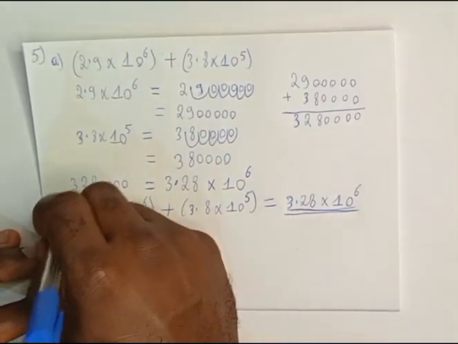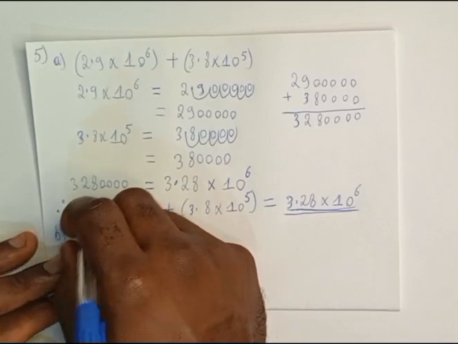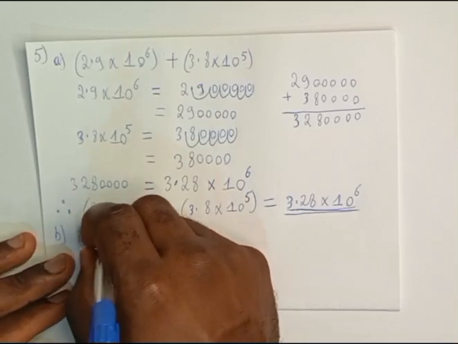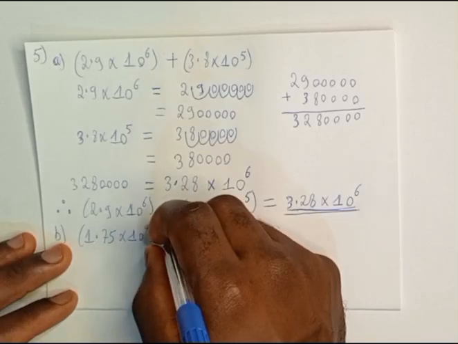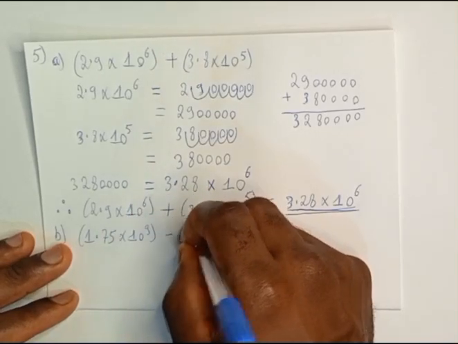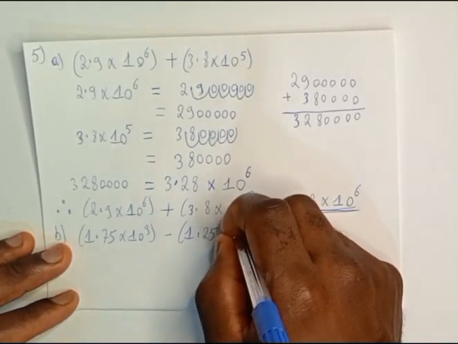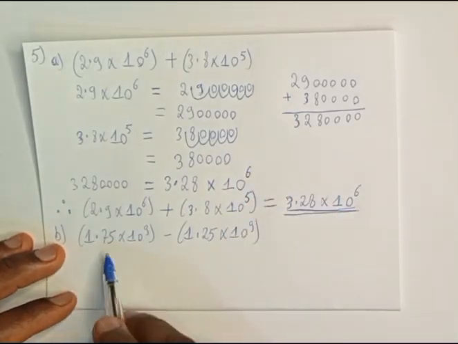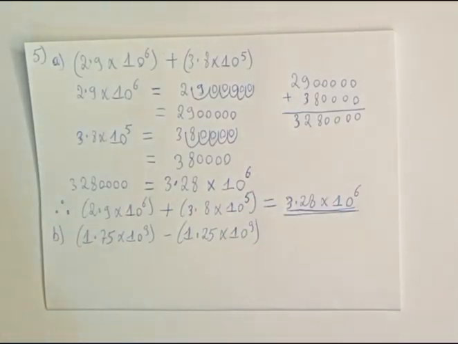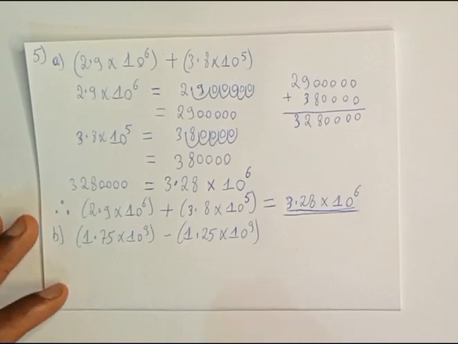For question B, we have 1.75 times 10 to the power 9 minus 1.25 times 10 to the power 9. First thing, we are going to express these two numbers in full. Then we perform the subtraction and we express our answer in standard form.